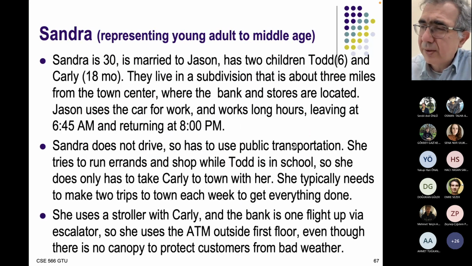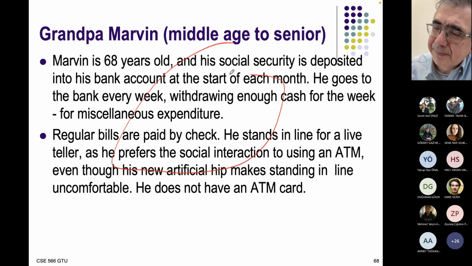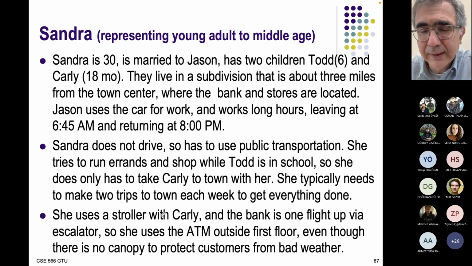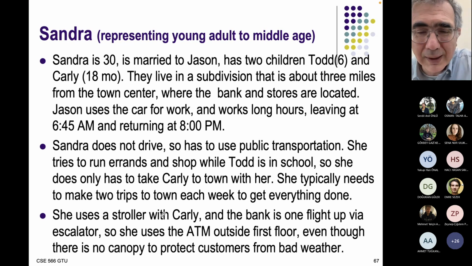This is one teenager, this is another, Sandra, and this is Grandpa Marvin. So these kinds of persona descriptions can help you to understand certain things. For example, with this one, because she has a child, she prefers to go to the shopping center because in the shopping center, a child is easier to manage. She cannot use the ATM machine outside because there is a kid.